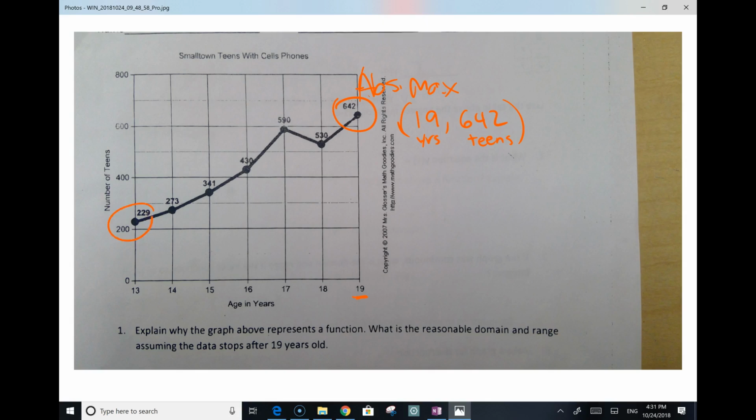The absolute minimum would be this point over here, and let me circle that better. This point over here. So this is the absolute minimum, meaning that there's no point on this graph which sits lower than the one I circled. And what this means is that in this small town, there are 229 teenagers aged 13 years old who own a cell phone. So 229 teens at 13 who own a cell phone. That's the absolute minimum.